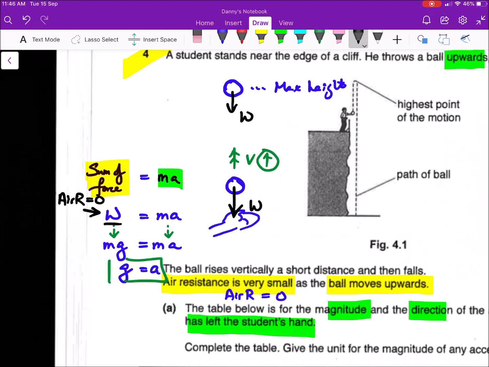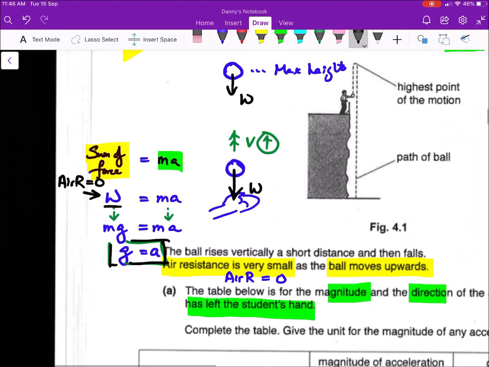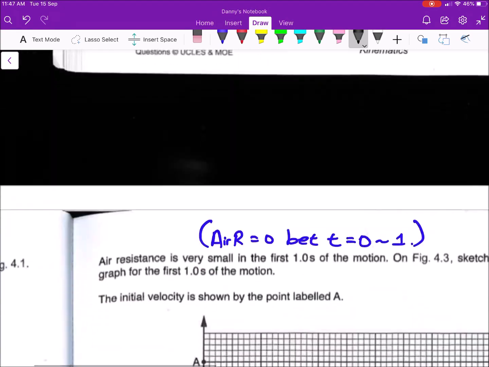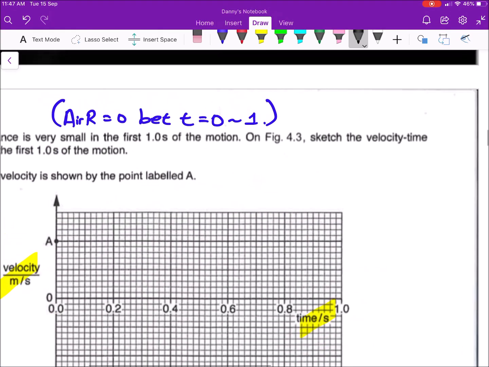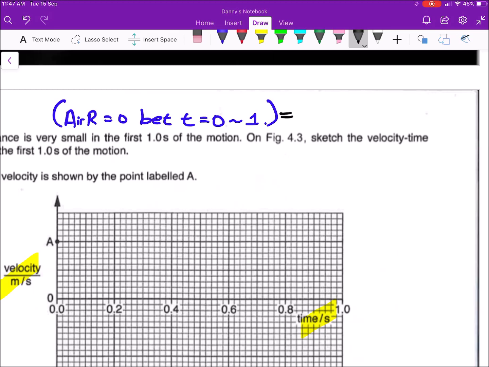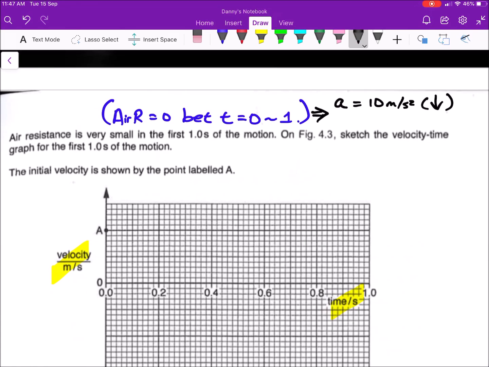So when you only have the weight, you can see that your acceleration is g. That means your acceleration is a constant 10, downwards. So between t equals 0 to 1, your acceleration is equal to 10 meters per second squared downwards. You are asked to sketch the velocity time graph for the first 1 second. So once we understand all these concepts, now we just need to apply them, right?